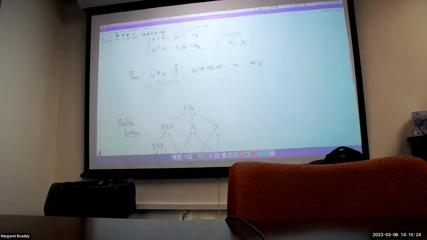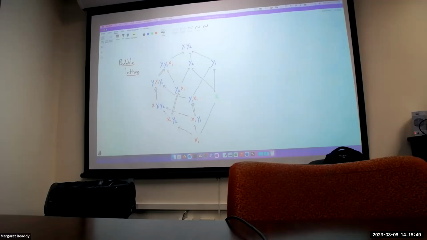Okay, and here's a picture of the bubble lattice. So one thing that might stand out immediately is that this is not graded anymore, so it seems like we've lost the combinatorics, right? Because if I go on the left side of this picture, there's a whole bunch of relations that I have to follow.